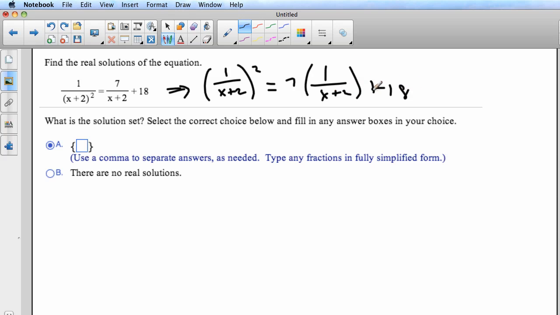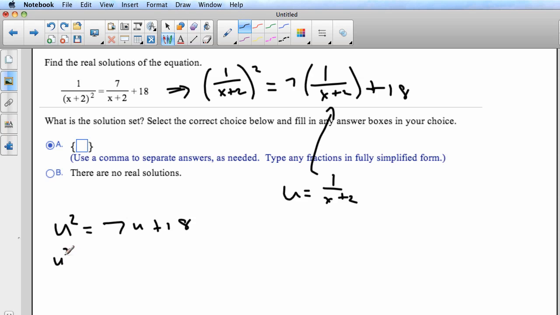So if I write it like that, where I spread out the squaring and the 7 times thing a little more, you can see that letting u equal 1 over x plus 2 is going to transform this equation. On the left side, I'll have just u squared. On the right side, I'll have 7 times u plus 18. And so that's a quadratic, so I can solve that using my normal quadratic method, which is write everything on one side equal to 0 and factor.